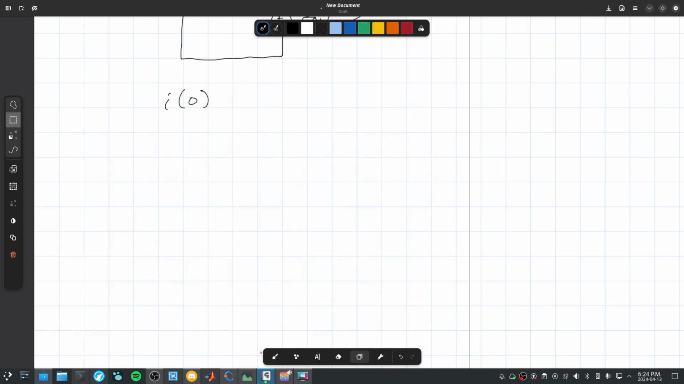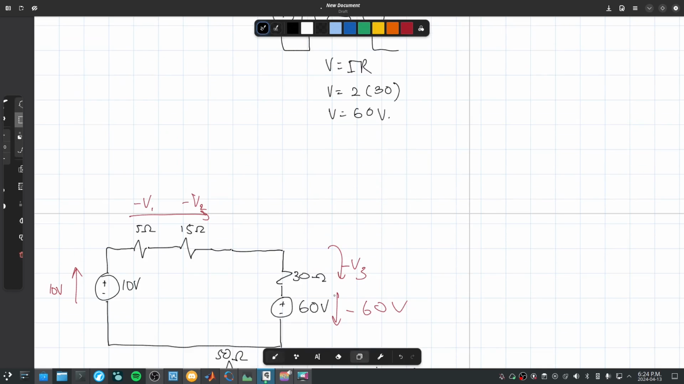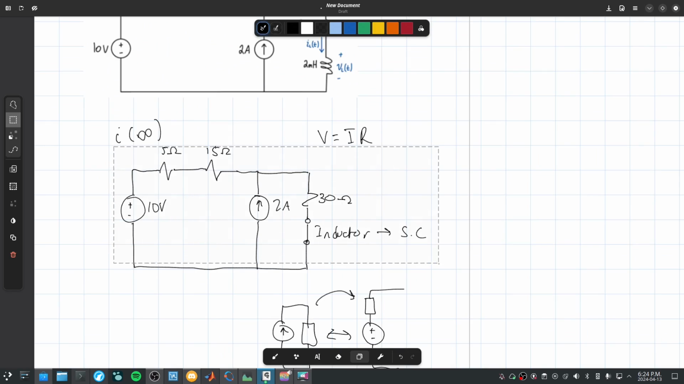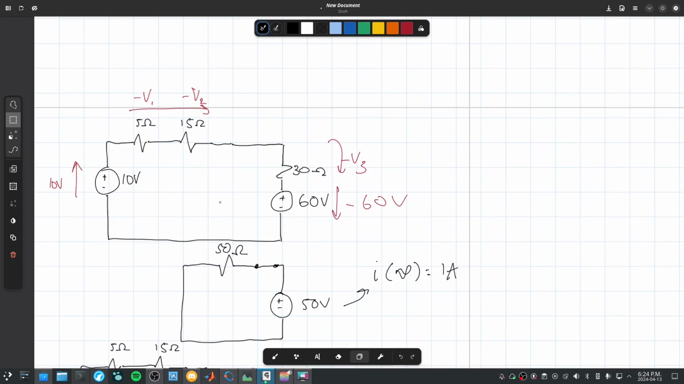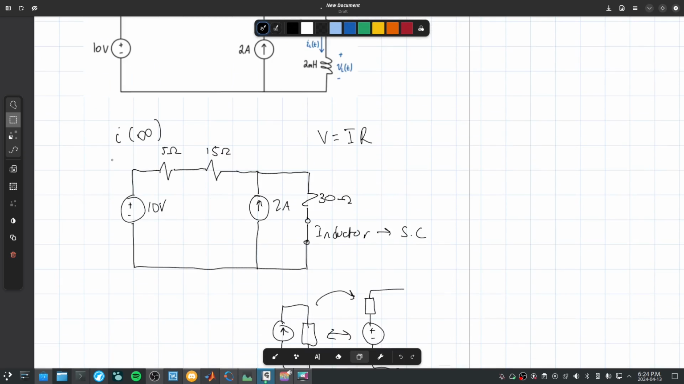So for I0, we just look at how it was going before the switch was pulled. So let's take this scenario again. This is our circuit here. What the hell? I did not copy it properly.